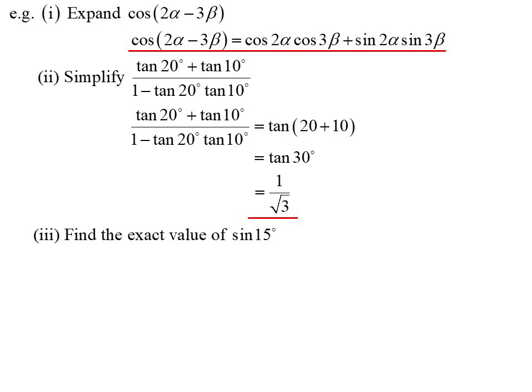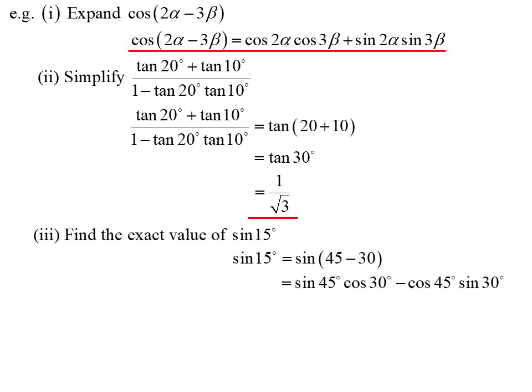Find the exact value of sine 15. So what we now need to do is rewrite 15 as either the sum of two angles or the difference of two angles. There's different ways we could do it. I could go 60 minus 45, or I could do 45 minus 30. There's different ways we could come up with 15. But the key is we want to use numbers that we know the answer to, and we have exact values for 45 and 30.